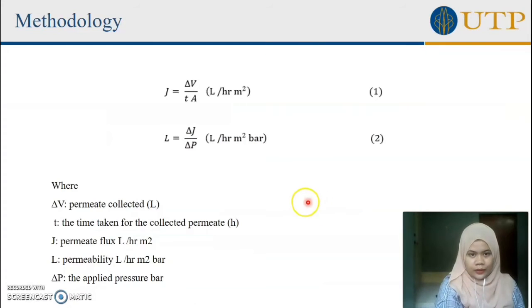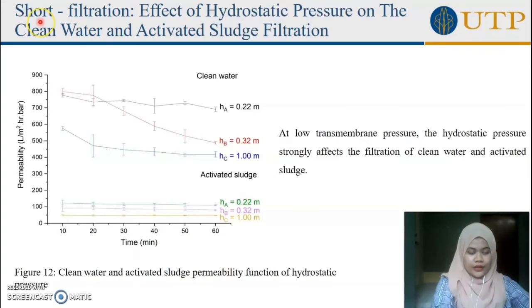And then this is the calculation. This is the formula for the calculation of the permeate flux and also permeability. Next, for result and discussion, for the short filtration part, the effect of hydrostatic pressure on the clean water and activated sludge filtration is illustrated by figure 12 here.